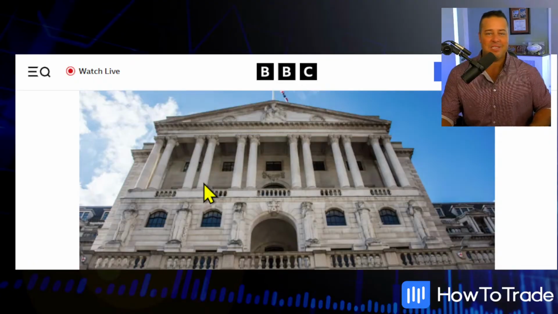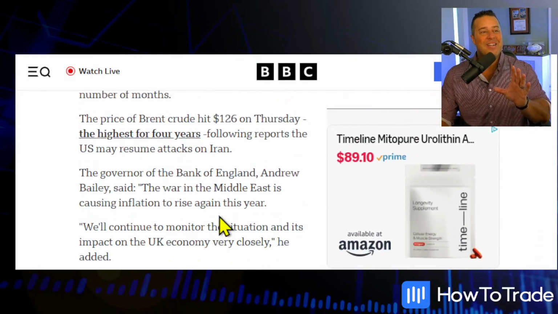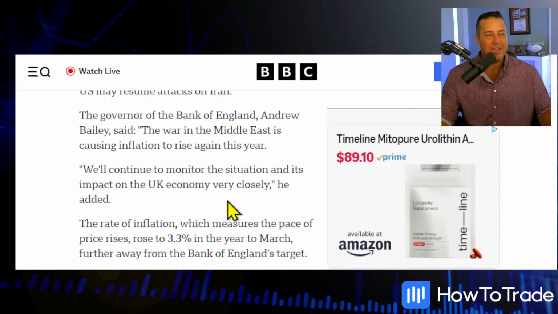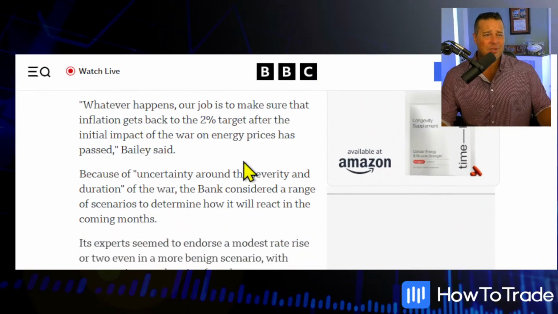It happens every single time, whether it's COVID-19, whether it's the tariff shock of 2025, whether it's the Iran war. The bankers are always sure that you know exactly what's going on. So war in the Middle East is causing inflation. We'll continue to monitor the situation closely on its impact on the UK economy. Whatever happens, our job is to make sure that inflation gets back to the 2% target after the initial impact of the war on energy prices has passed.